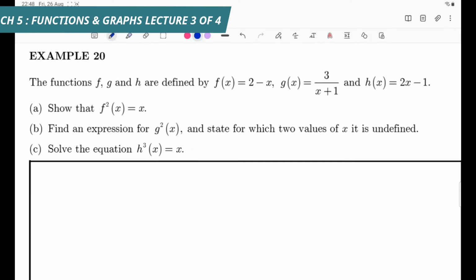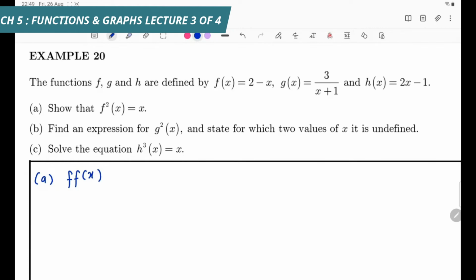Example 20. The functions f, g, and h are defined by f(x) equal to 2 minus x, g(x) equal to 3 over x plus 1, and h(x) equal to 2x minus 1. A. Show that f squared of x equal to x. For A, f squared of x means f of f of x equal to x.